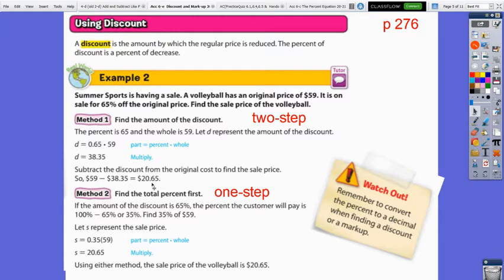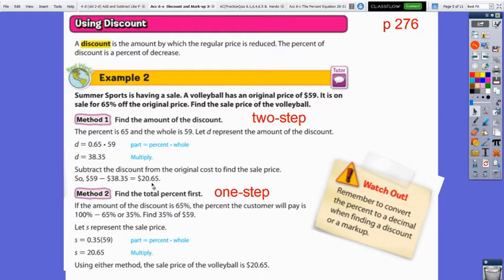So $20.65, yep, less than half of 59. Okay, now the one-step method for discounts is a little trickier because you can't just use the 0.65 and then subtract that. That's not how it works, okay?